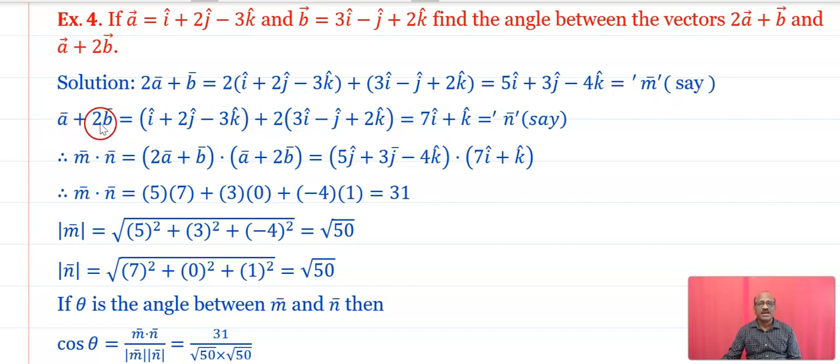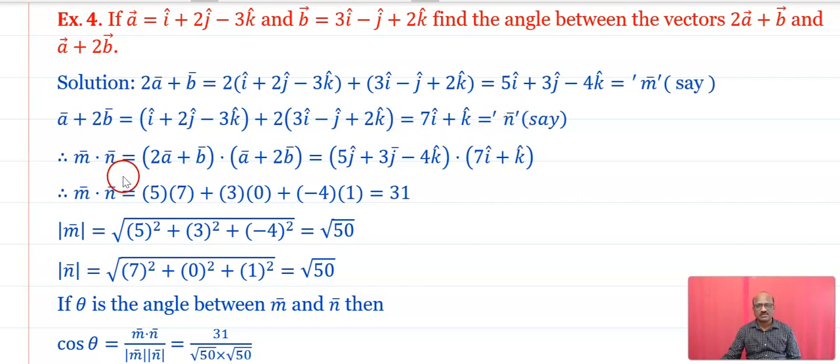Next is a bar plus 2b bar. That is a bar, i cap plus 2j cap minus 3k cap, plus 2 in bracket 3i cap minus j cap plus 2k cap. And if we evaluate it, 2 into 3 is 6, 6 plus 1, that is 7i cap. Here is 2j minus 2j, that gets cancelled. Minus 3k, and here is 4k, and then you will get only k cap. And this is the n bar vector.